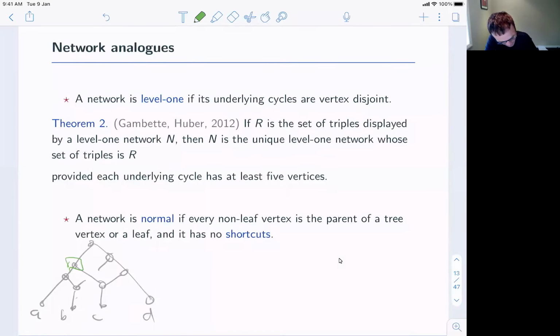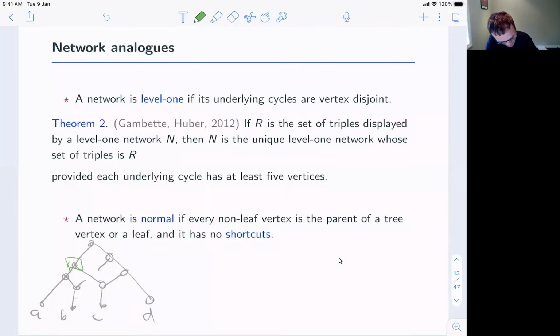All right. So that network is said to be normal, and it has no shortcuts. Okay. So here's a result for normal networks, and this is Stephen Wilson in 2011. If T is the set of phylogenetic X-trees displayed by a normal network N on X, then N is the unique normal network whose set of displayed trees is T. But notice here in Stephen's theorem is that it requires the trees that have the same leaf set as the network.